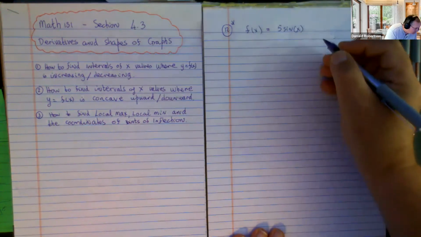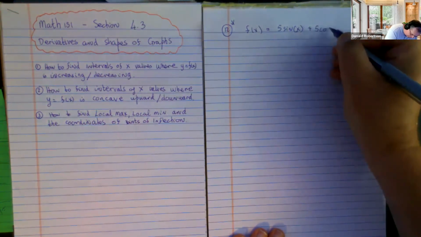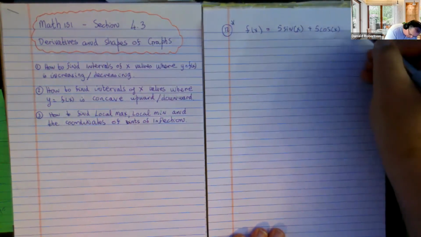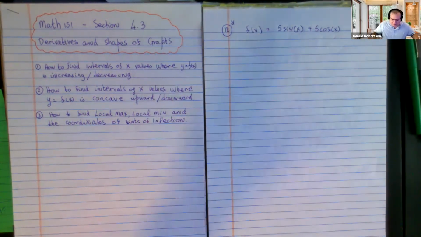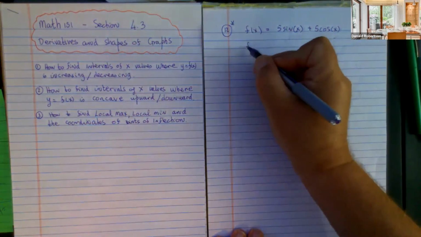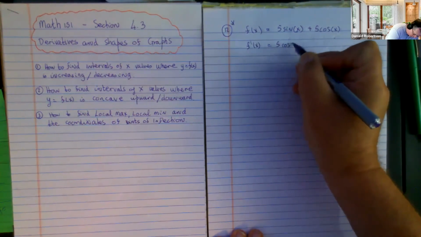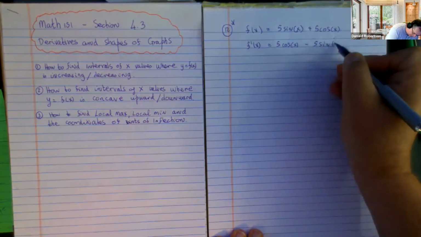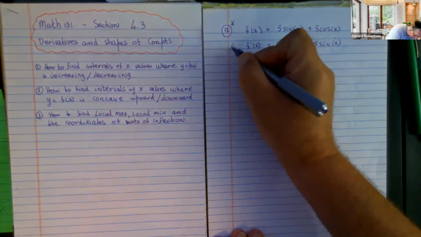5 sine x, add, oh, interesting, 5 cosine x. And we're only interested in x in the range 0 to 2 pi, which is kind of helpful because it means you don't need to do an infinite number of answers. So the first derivative is 5 cosine x, take away 5 sine x. And now we need to find, well, that wasn't too bad.